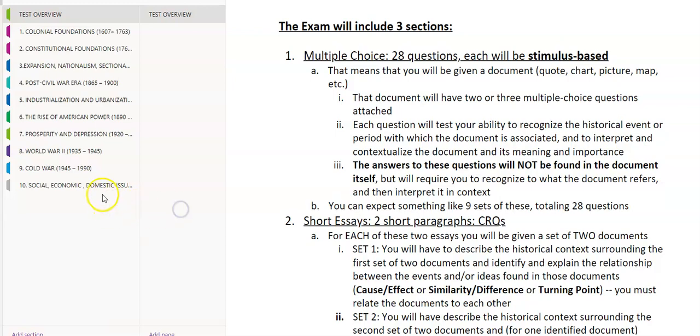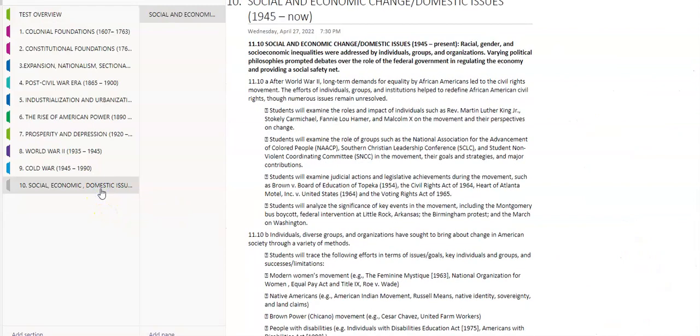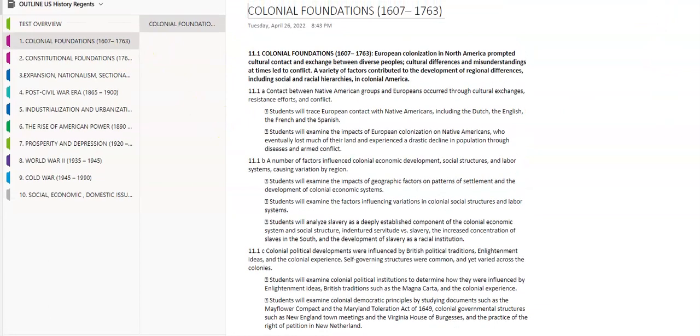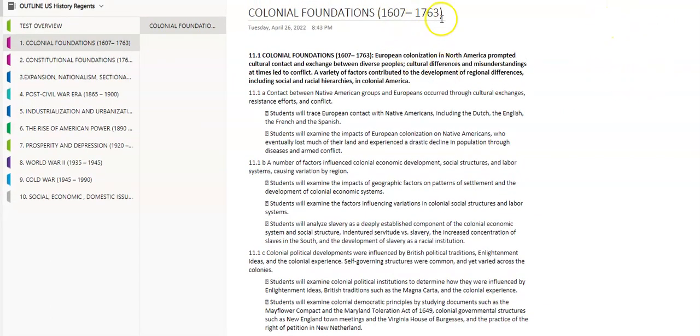Well, really, 10 eras, some of them overlap a bit, in U.S. history that they test. First, colonial foundations. And I'll pull this up. 1607 to 1763. What does that tell you? 1607 you should recognize as the Jamestown colony, so the first British colony in North America. 1763 you should recognize as the end of the French and Indian War.